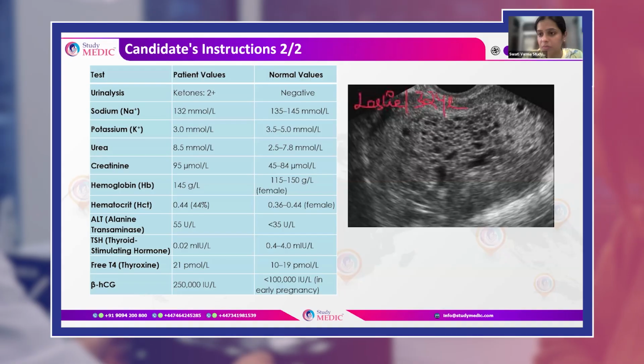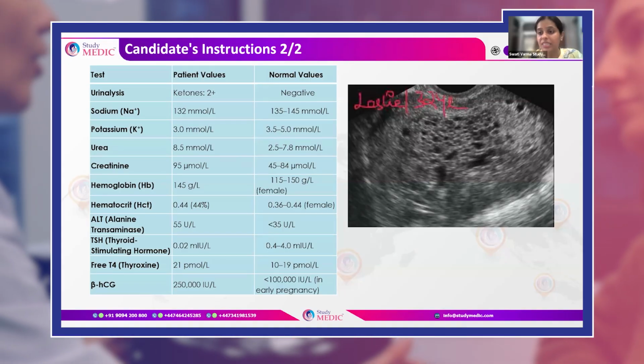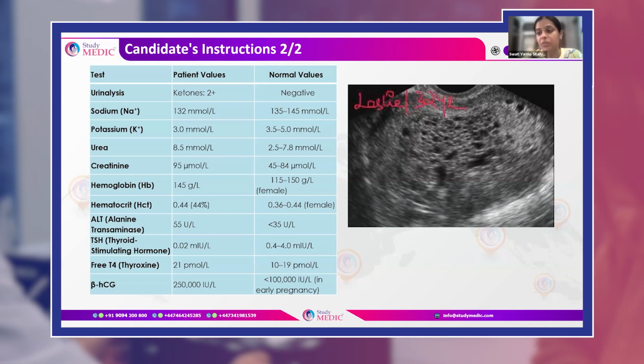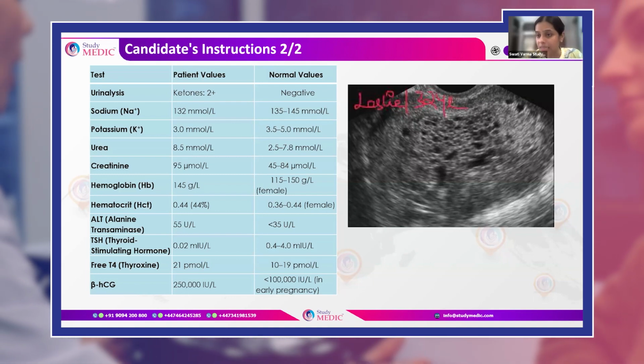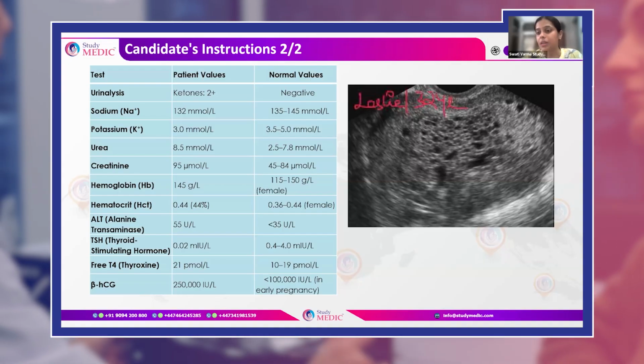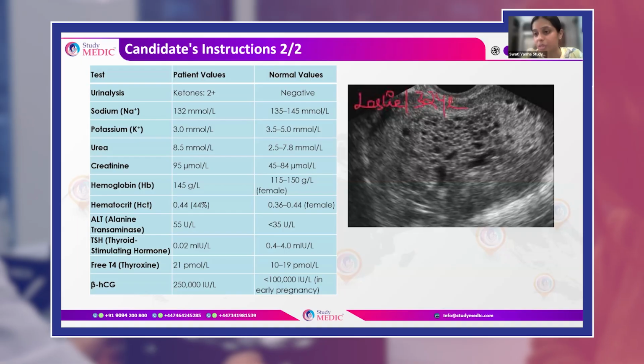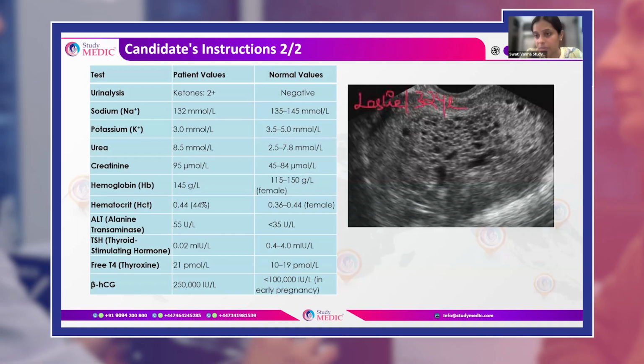The situation is that we need to clear out the pregnancy tissue through a surgical manner. It means we need to shift you to the operation theater. We need to give you anesthesia, that is, we need to sedate you and give you pain relief, because that will be safer for you. It is a surgical evacuation.